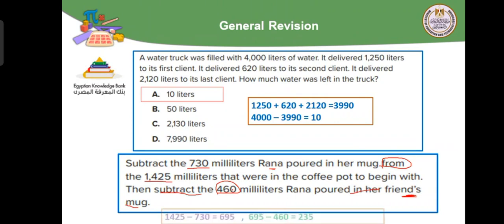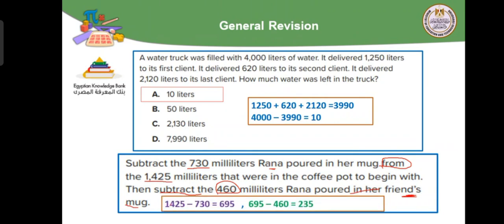I make 1,425 minus 730 to get what? 695. It's very easy. Ones minus ones, tens minus tens, hundreds minus hundreds. 5 minus 0 is 5, 2 minus 3 can't. So 2 will be 12 and 4 will be 3 here. Okay, 12 minus 3 will be 9. Then 13 minus 7 will be 6.